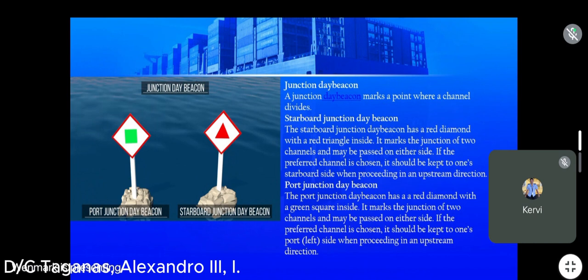Port junction day beacon. The port junction day beacon has a red diamond with a green square inside. It marks the junction of two channels and may be passed on either side. If the preferred channel is chosen, it should be kept to one's port or left side when proceeding in an upstream direction.